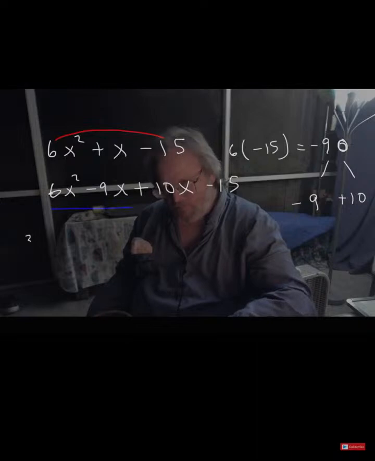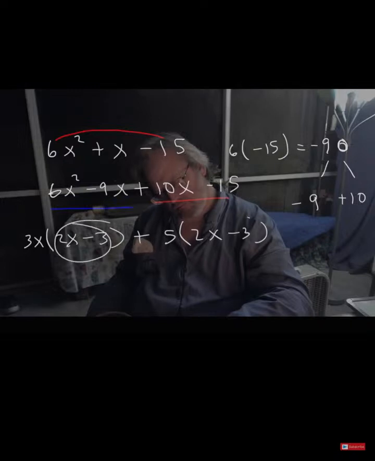In the first two terms, we can take out a 3x. 6x squared divided by 3x is 2x. Negative 9x divided by 3x is minus 3. In the last two terms, we could take out a 5. 10x divided by 5 is 2x. Negative 15 divided by 5 is negative 3.